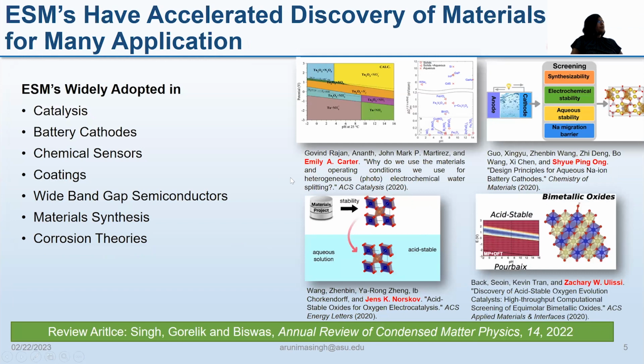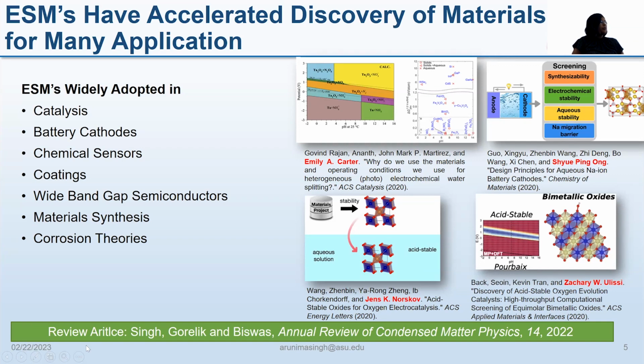And this has really transformed the way we assess the electrochemical stability of materials for many applications. For example, these ESMs are widely adopted for identifying battery cathodes, chemical sensors, coatings, and also developing reaction theories. Here are some of the examples I show on the right-hand side.